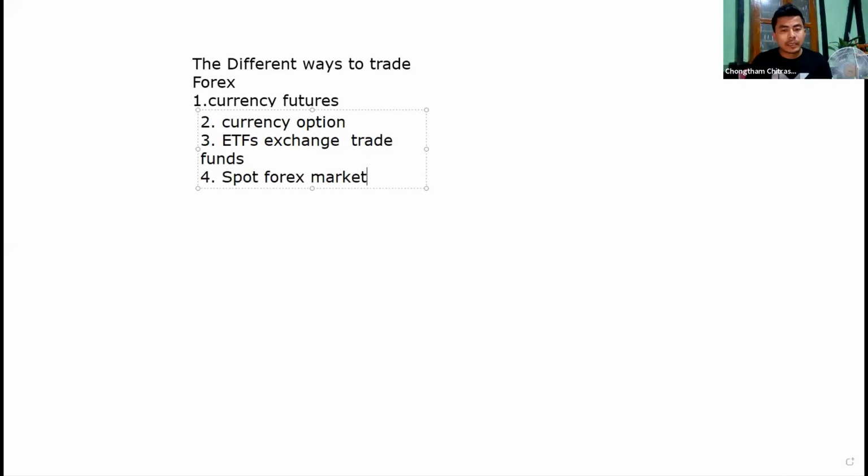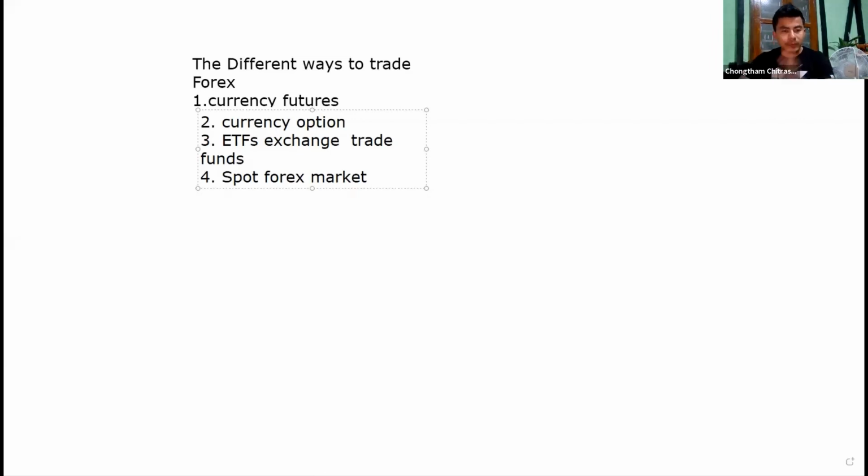The currency spot forex market. In the spot forex market, we trade at the current price on the spot, buying and selling, with liquidity and spread.